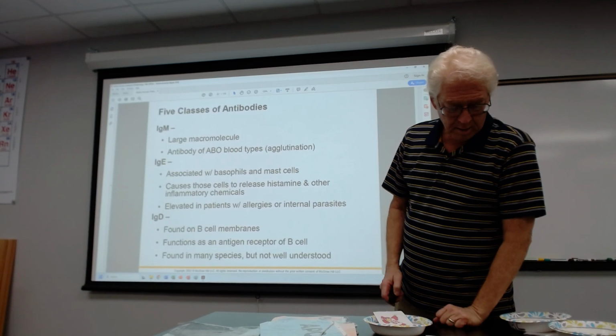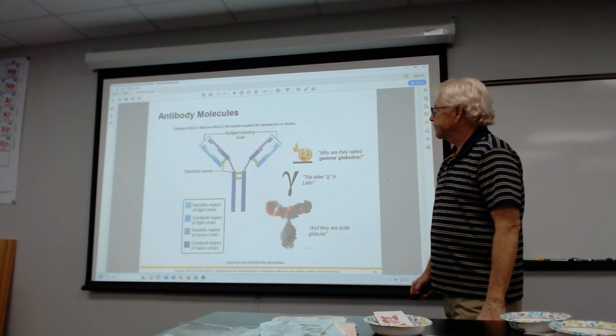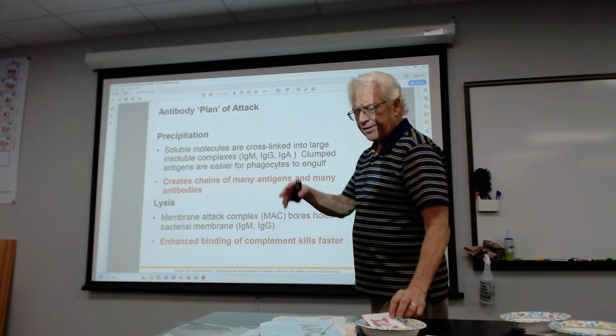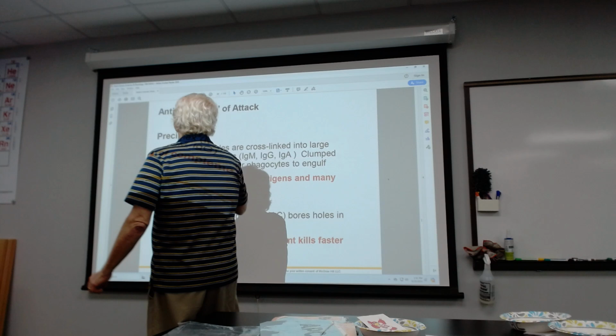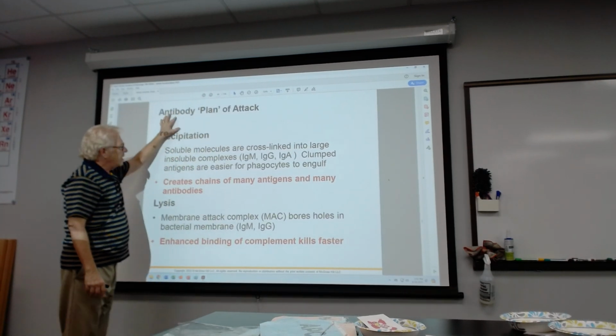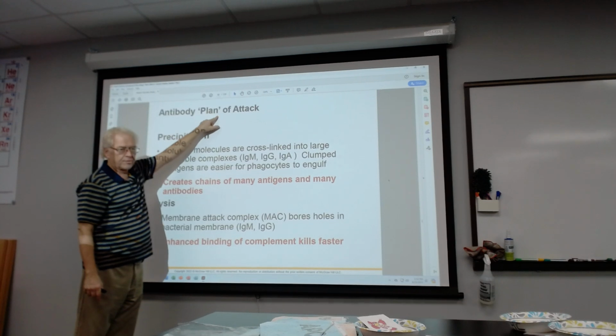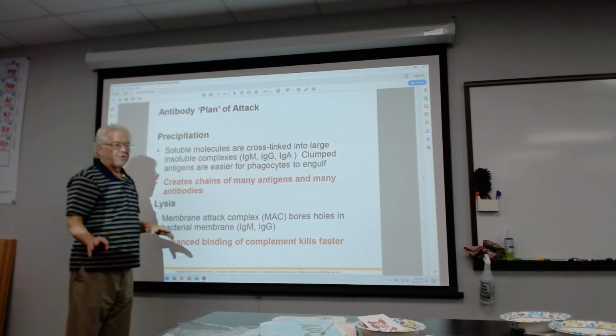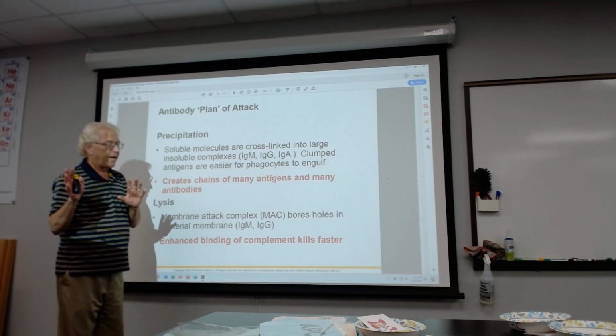All right, next thing, plan of attack. Okay, your book, and I've seen several other books say this. The plan of attack, all they mean is antibodies do 4 things. Got it? And it just happens to spell plan. All right? Don't freak out.